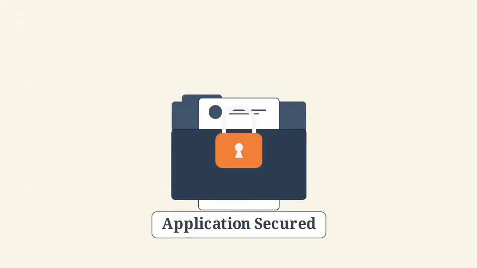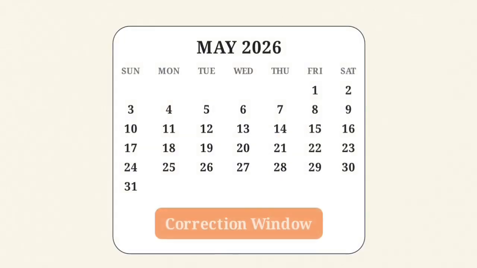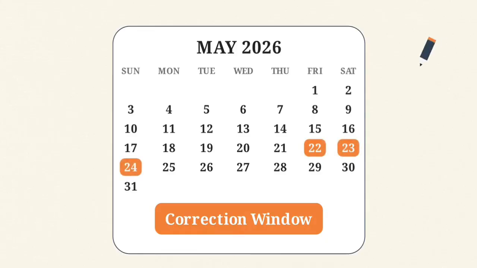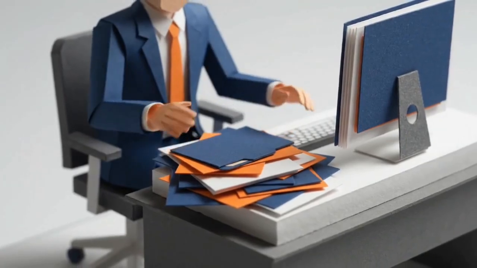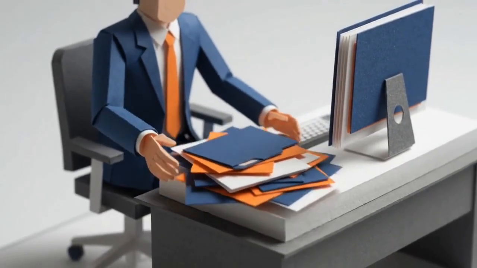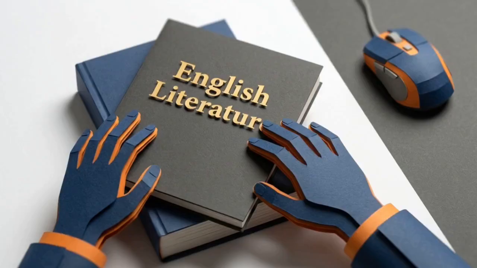Download it and save it. Getting this document is the true end state of the application process. If you realize you made a typo, you have exactly one opportunity to fix it. The NTA opens a narrow correction window from May 22nd to May 24th. Keep your download in PDF safe on your hard drive. The entire NTA process is digital, meaning you do not need to mail any physical documents or printouts to their office.